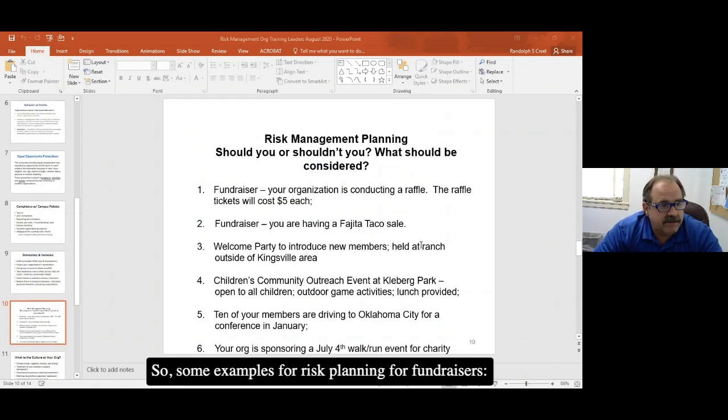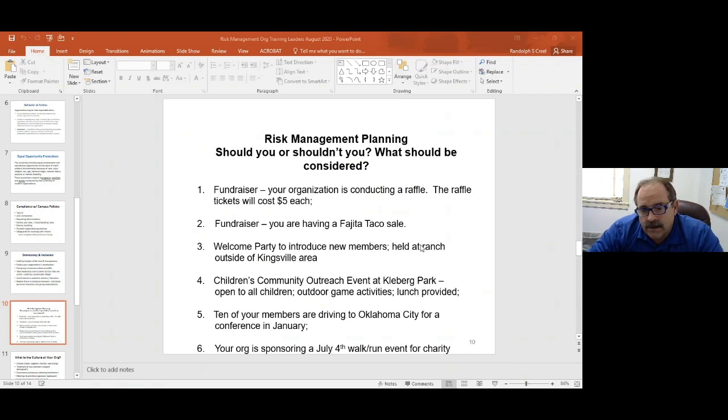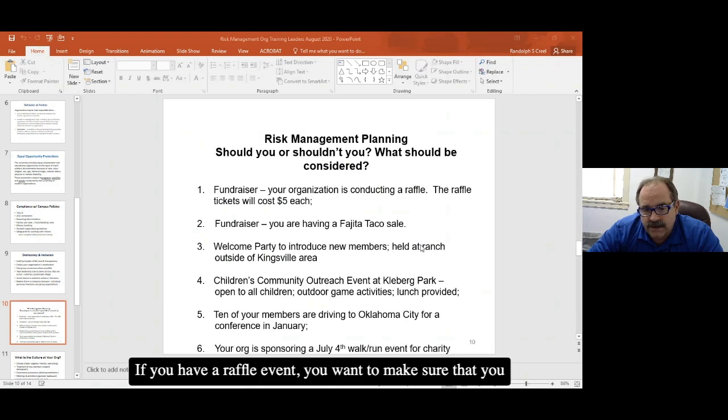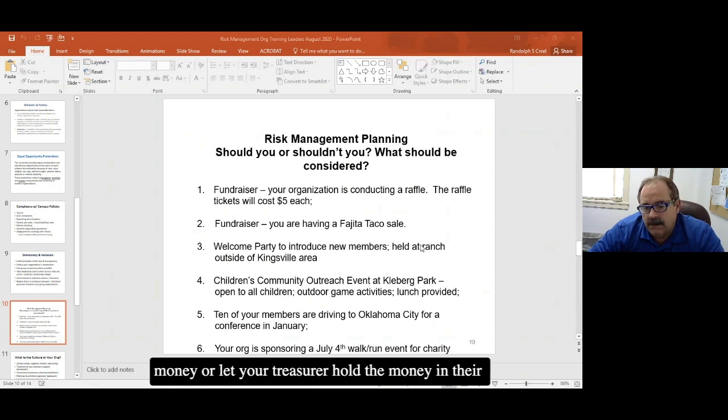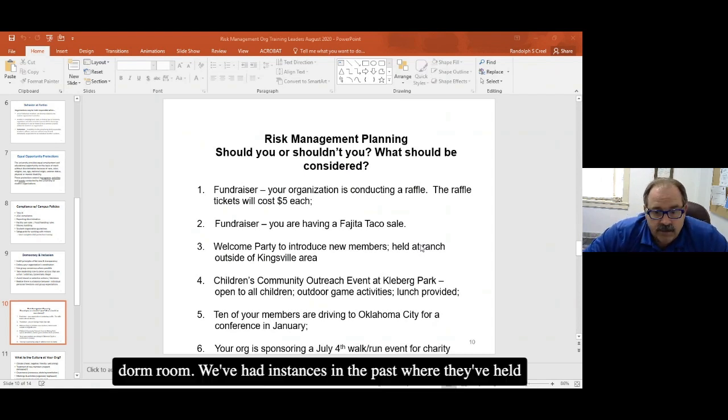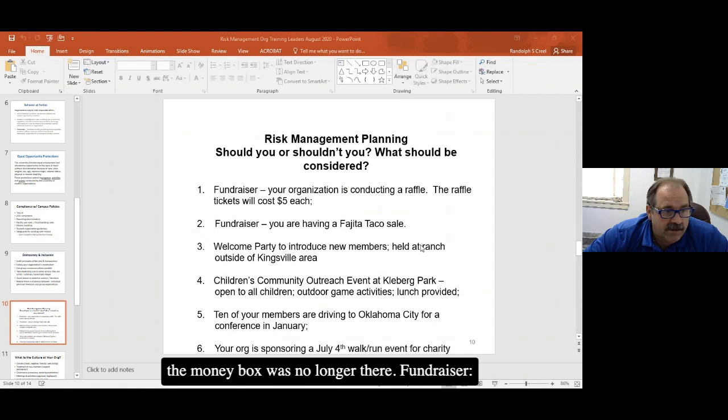So some examples for risk planning. For fundraisers, your organization is conducting a raffle. The raffle tickets cost $5 each. If you have a raffle event, you want to make sure that you understand all of the money handling policies, when to make a deposit into your student organization account, and not let your treasurer hold the money in their dorm room. We've had instances in the past where they've held the money box in the dorm room, left the door open, and come back and the money box was no longer there.